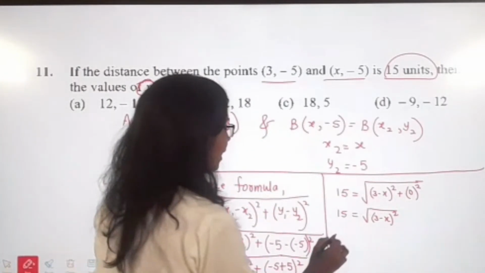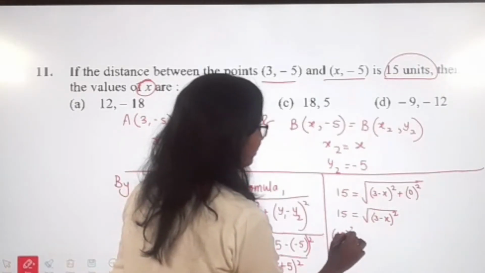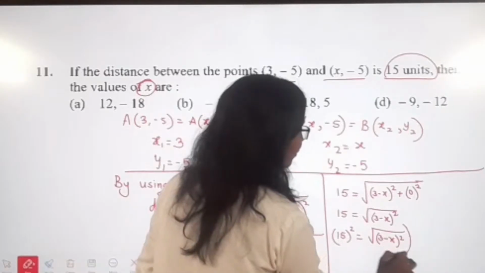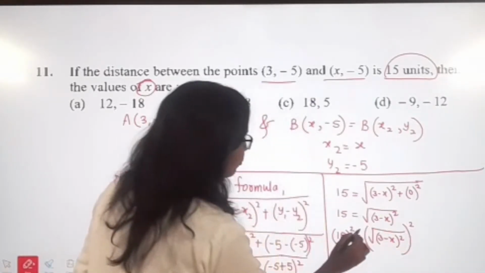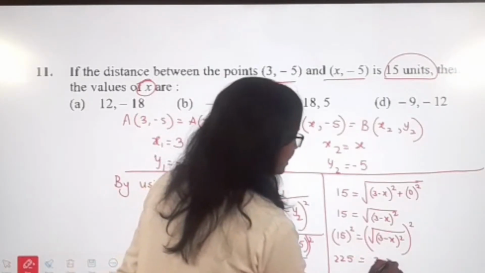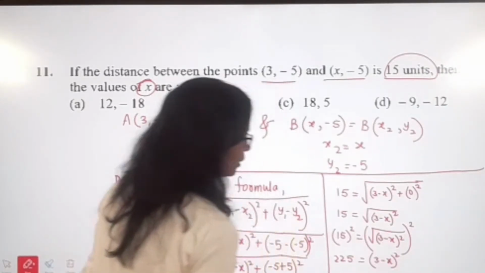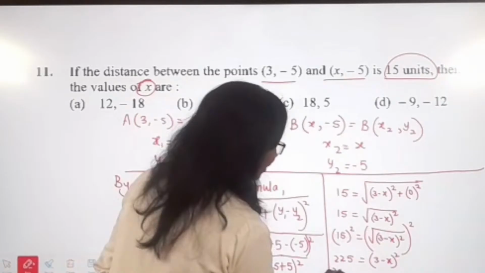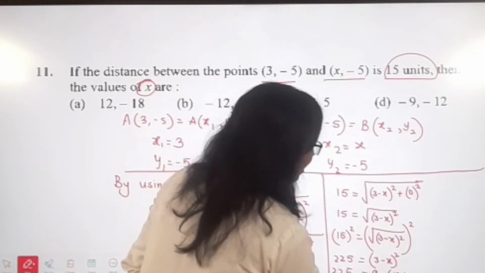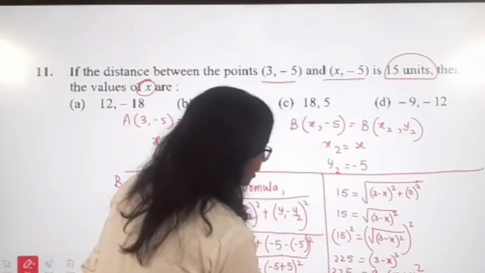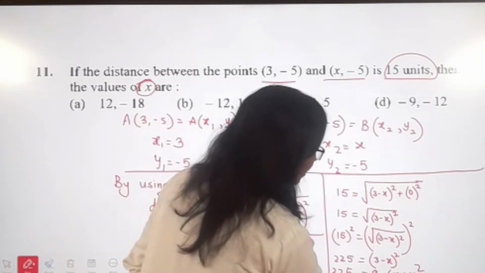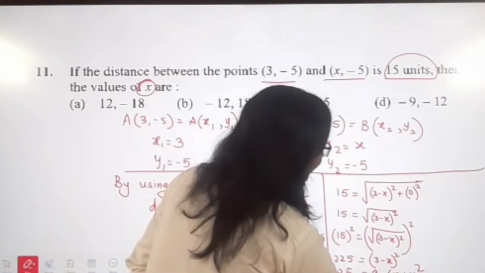Squaring on both the sides, that means the square of 15 is equal to the square of 3 minus x whole bracket square. So the square of 15, that is 225, is equal to (3 minus x) whole bracket square. So now 225 is equal to 9 minus 6x plus x square. So here 0 is equal to 9 minus 6x plus x square minus 225.